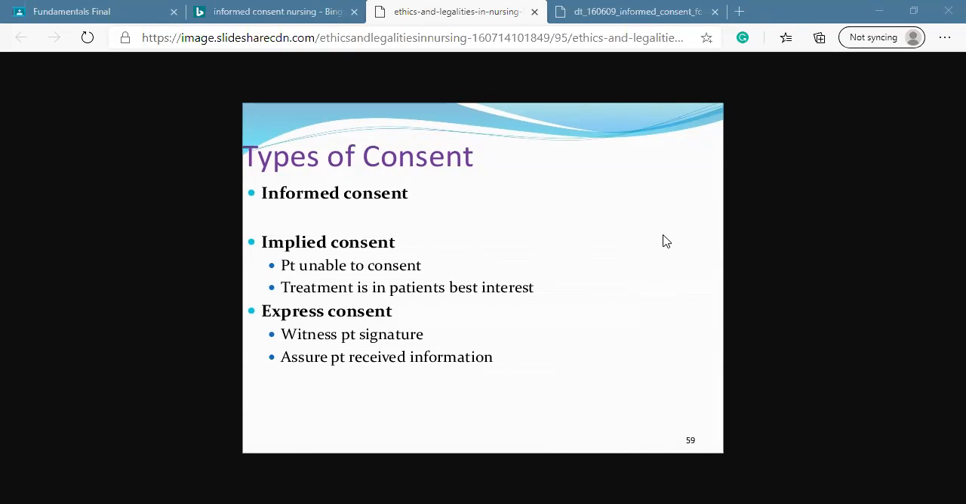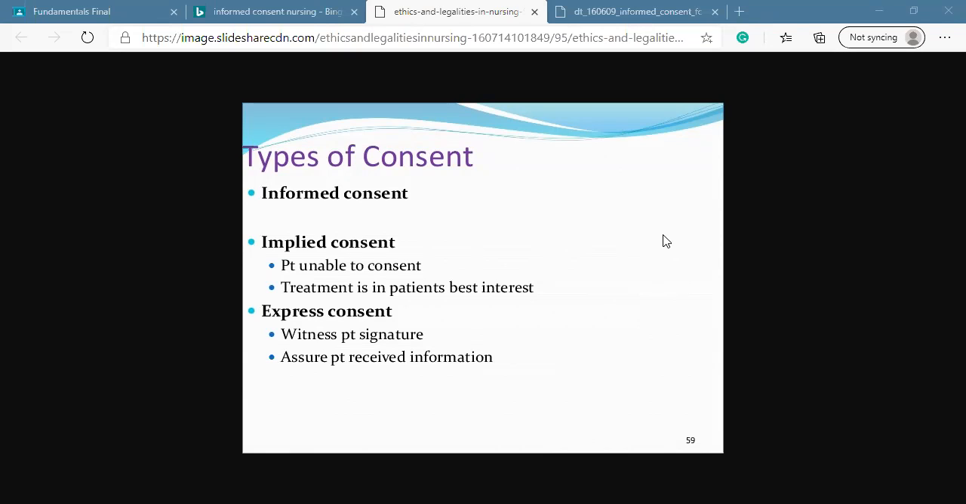Our role is to make sure my patient can understand the procedure, and also to make sure the doctor has taken the signature from the patient, or we make sure the patient signs the informed consent form, and we will be there as a witness.